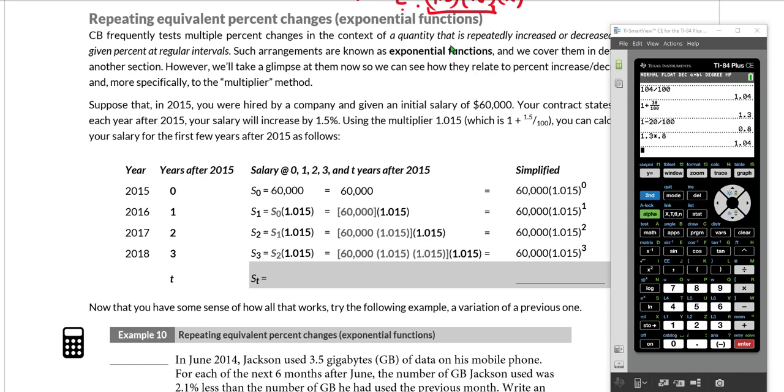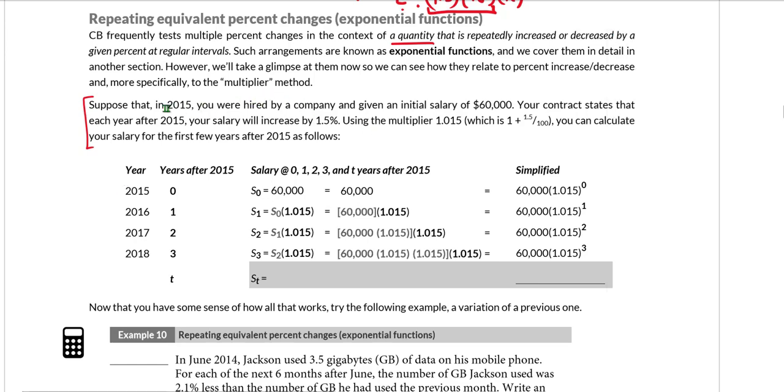What we mean by repeating equivalent percent changes is when we take a quantity and we repeatedly increase or decrease that quantity by the same percentage at regular intervals. It will be easier to see what we mean if we take a look at an example here. So let's suppose that in 2015 you were hired by a company given an initial salary of $60,000. And the company tells you that you are going to get a salary increase of 1.5% each year after 2015. So each year you're going to get a 1.5% salary increase.